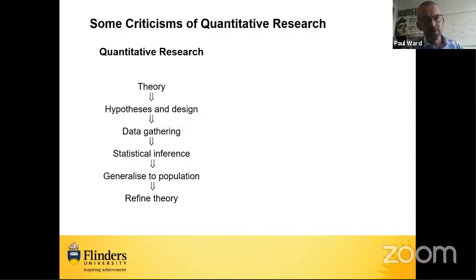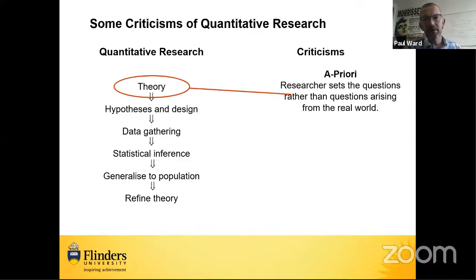When you think of quantitative research and the scientific method, here we are. We have a theory, and the whole point is to test theory. So we develop some hypotheses and a research design. We then go and gather data. We then have enough data to make some statistical inferences. We then use inferential statistics to generalize to a population, and then we refine our theory. That's the traditional quantitative research design based on the scientific method.